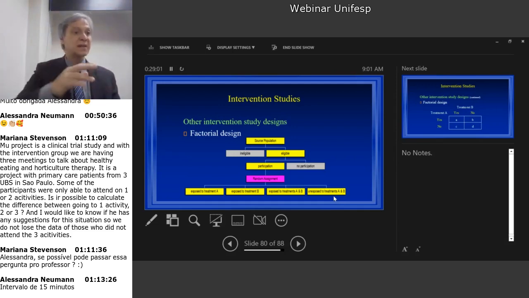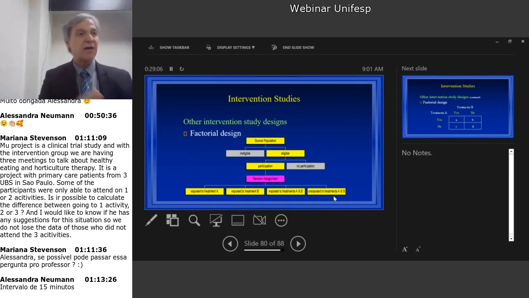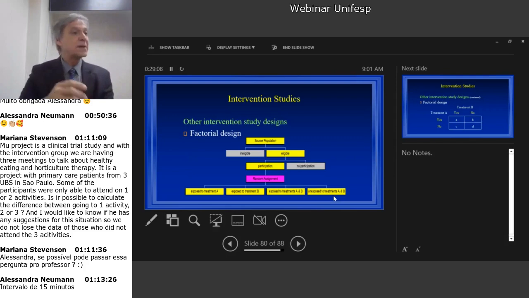Okay, when you have a gradient, let's say 3 levels, you say 0, no activity. You have 1 to 2 activities as another group, and 3 activities as the third group. So you have 3 levels, and then you find a gradient. You can analyze by contrasting the last level versus 0, and then the second level versus 0, to get 2 measures of association, 2 measures of the difference.